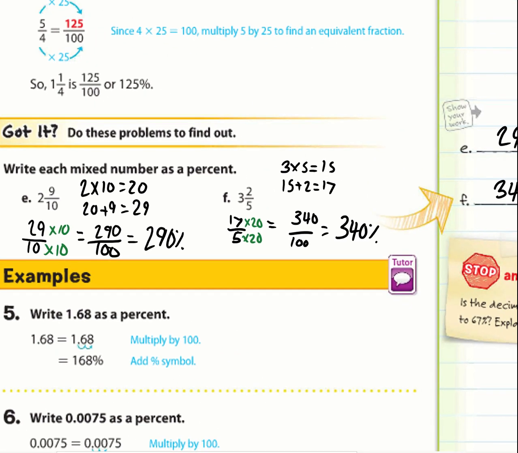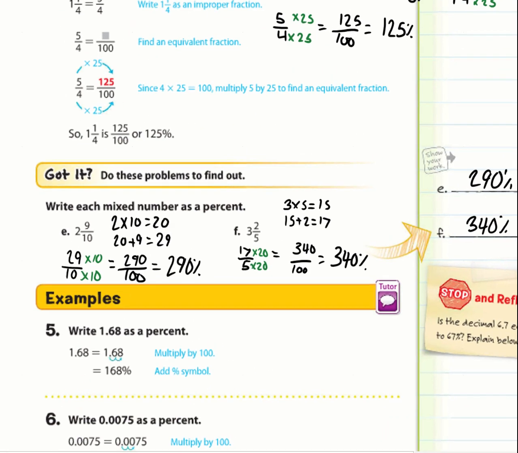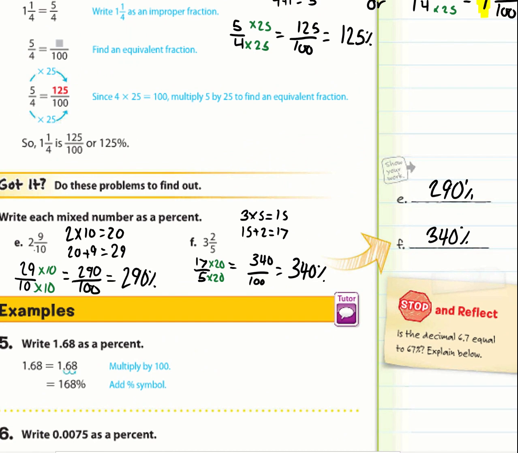So here are my answers for E and F. I changed my mixed numbers to improper fractions. So my denominator times the whole number, 2 times 10 equals 20, plus 9 equals 29, so 29 over 10. Change my denominator to 100 by multiplying top and bottom by 10, so I get 290 over 100, which equals 290%. Or in F, 3 2/5, so 3 times 5 equals 15, plus 2 equals 17, 17 over 5. Multiply top and bottom by 20, I'll get a denominator of 100. So 340 over 100 equals 340%.